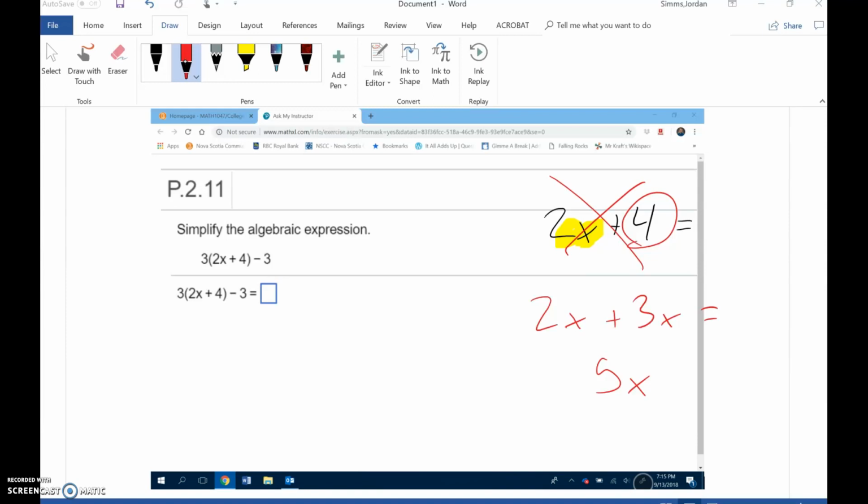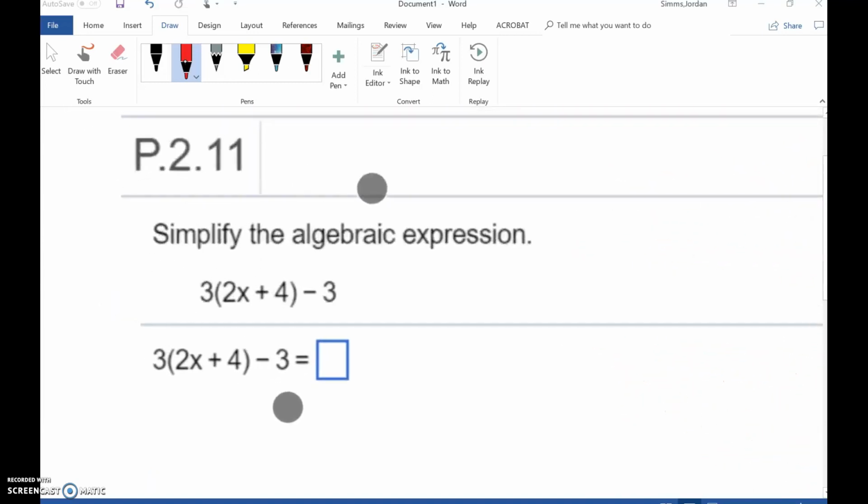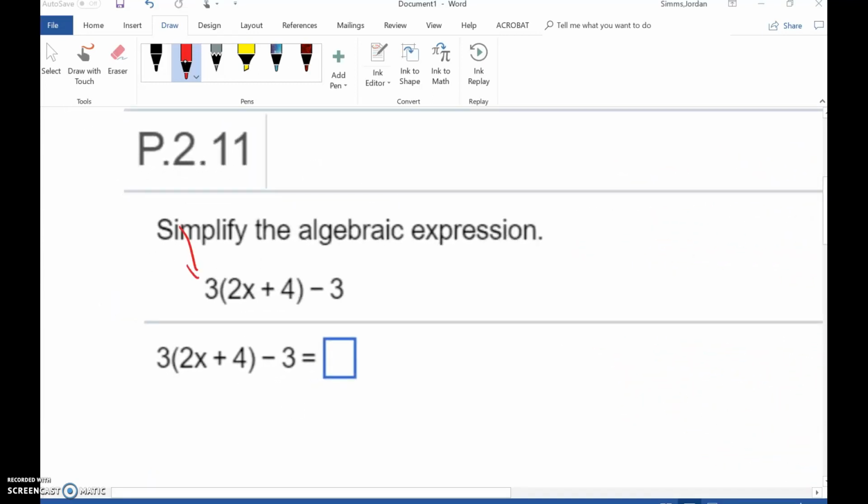So what we have to do is look instead at the number outside of the brackets. Now this is called the distributive property. Basically what that means is when we have two unlike terms inside the brackets, we can't add them, so what we do instead is multiply the number outside by each term inside the bracket. Okay, so we're going to do that out.